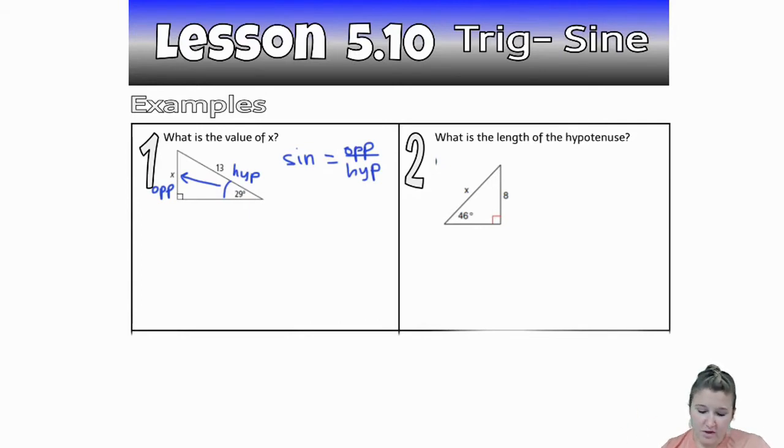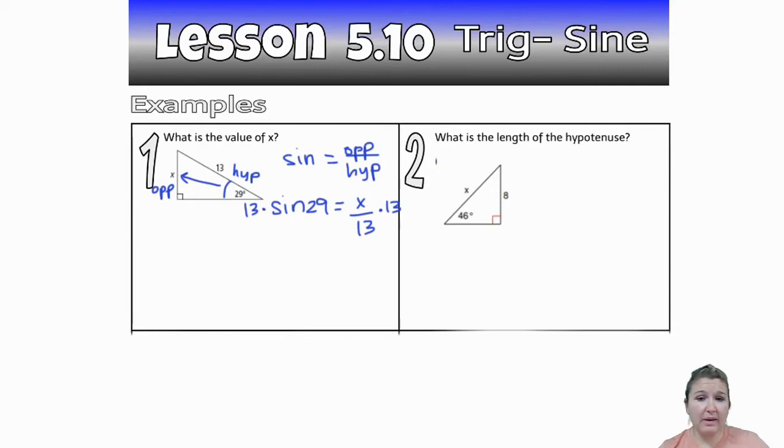So we have the sine of some angle, which is 29 degrees, equal to the opposite, which is x, divided by the hypotenuse, which is 13. We know that one, but we don't know the opposite side length. So to solve for x, we still follow that order. We're going to get rid of divided by 13. I'm going to multiply by 13 on each side.